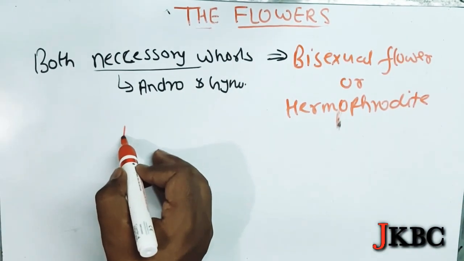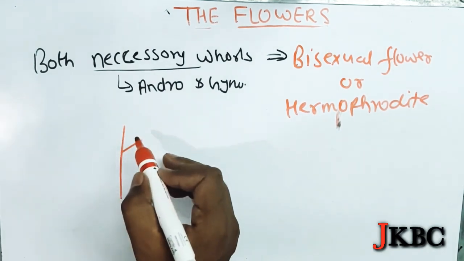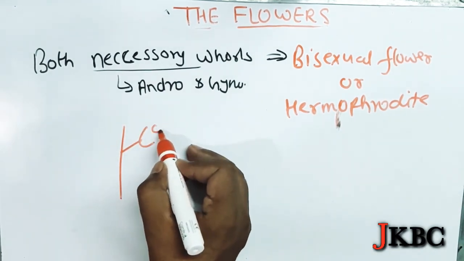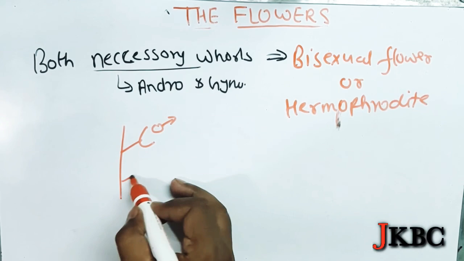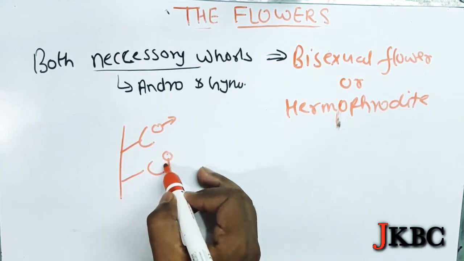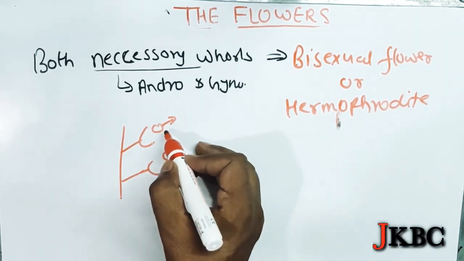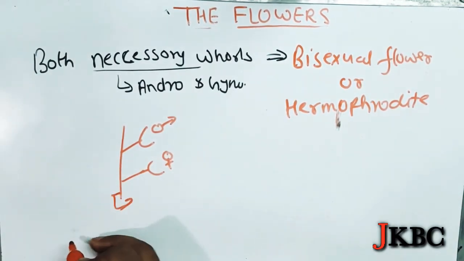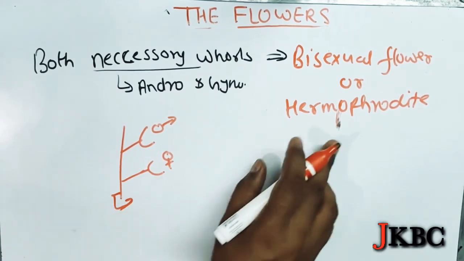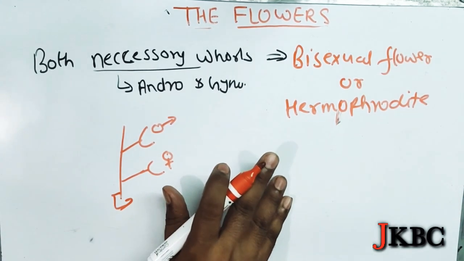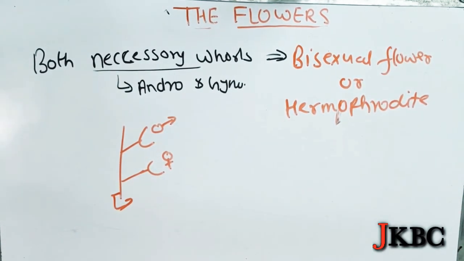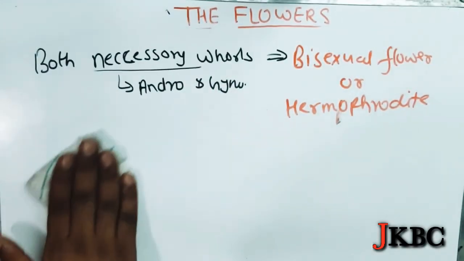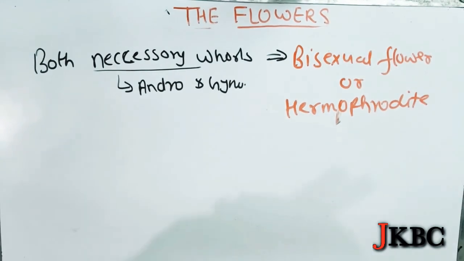If in a single plant there is the male reproductive unit, and this plant also has a female reproductive unit, that means the male and female reproductive parts are located on a single plant, then this is called a bisexual flower. If only one is present, then it is called unisexual, sorry, not asexual.